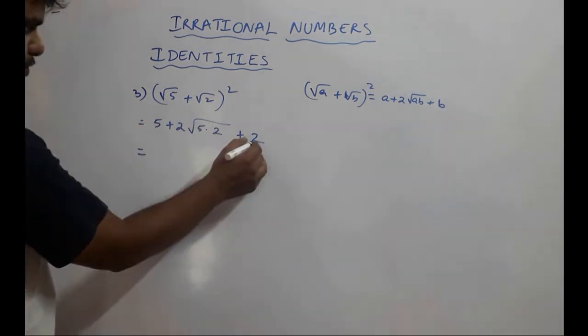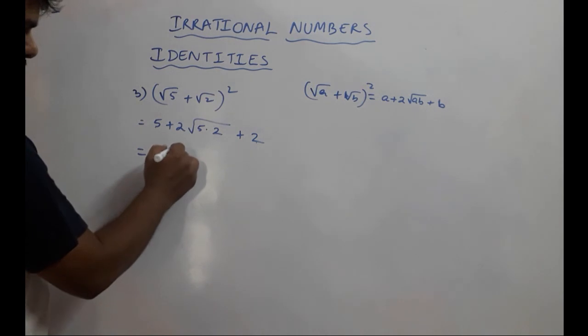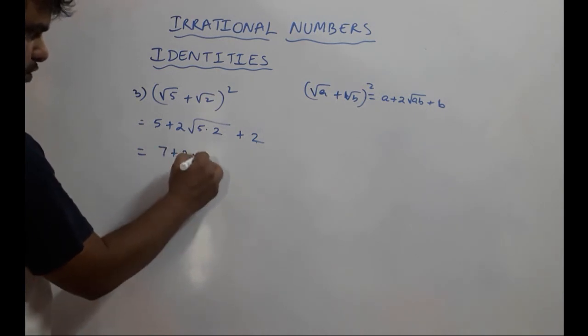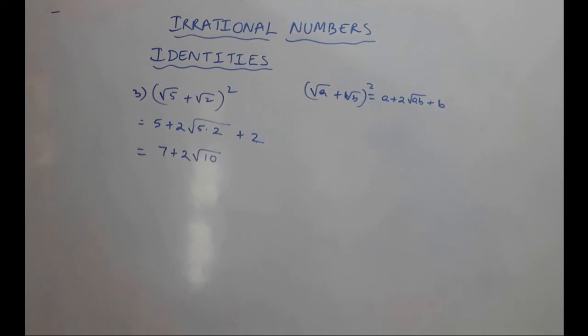So 5 and 2 are rational numbers, so we can add them. So we'll get 7. 7 plus 2, 5 into 2 is 10. 7 plus 2 root 10 is our identity answer. So identities make solution of problems very easy, but you need to learn those identities and learn to identify identities in the form of problems. Let's move to our last question.